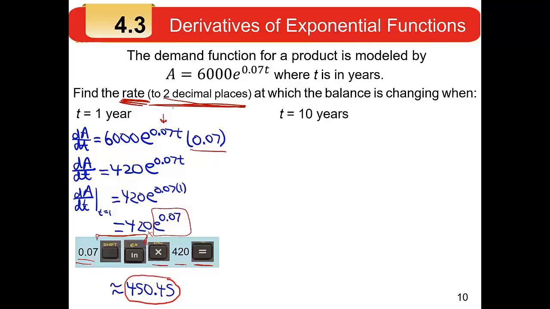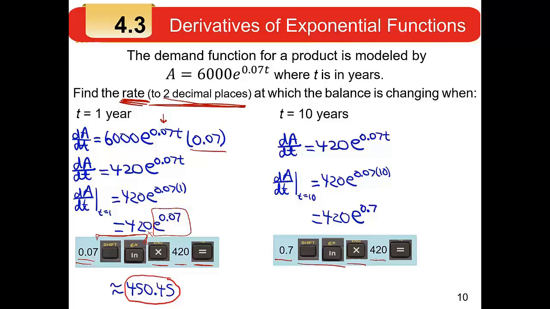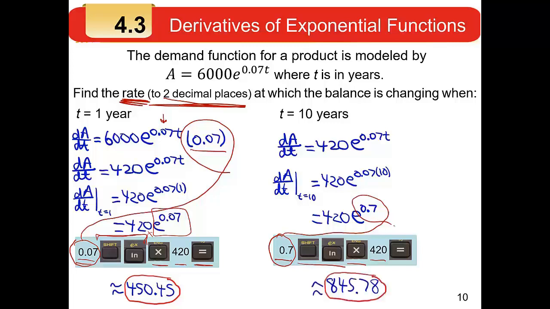Same problem now, except t equal 10 years. So we take the same derivative we already found. We don't have to do it over again. But this time plug 10 in. Well, 10 times 0.07 is just 0.7. And to calculate that, it's the exact same calculation as we did earlier, with one exception. We do 0.7 instead of 0.07. So when it's 0.07, you put in that. When it's 0.7, you put in that. Otherwise, it's exactly the same calculation. And when you press equal to and round it to 2 decimal places, you'll get 845.78.